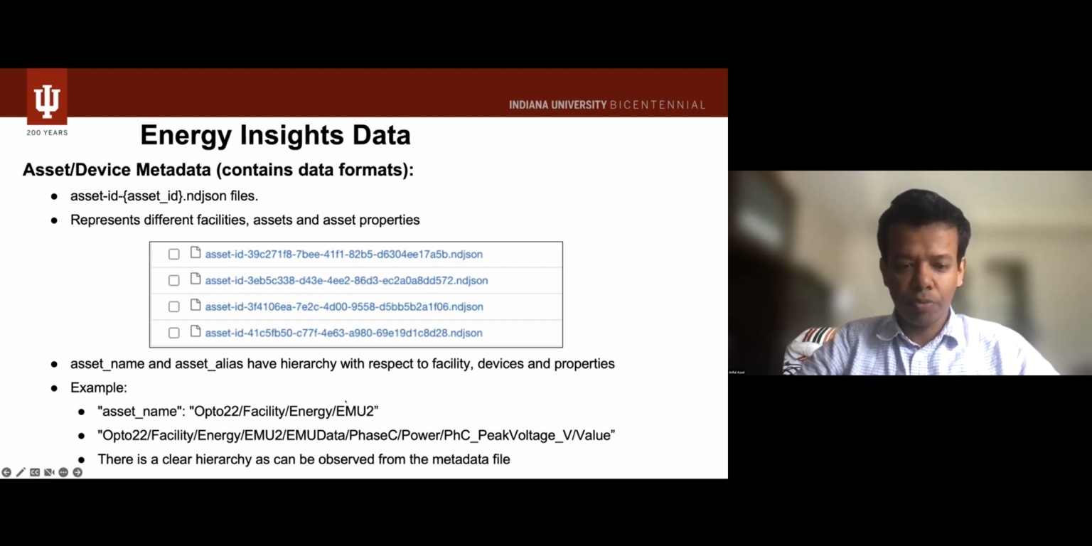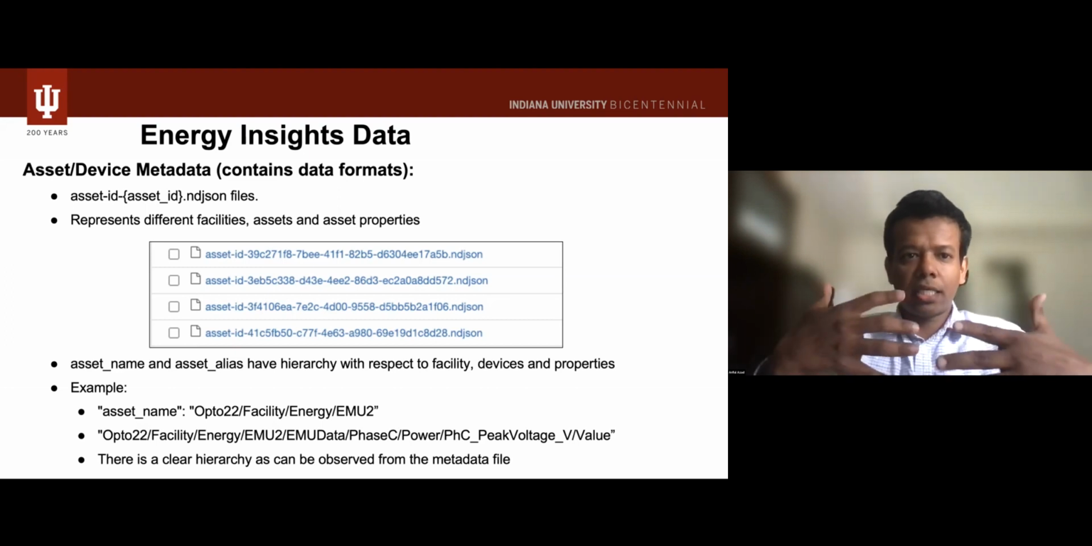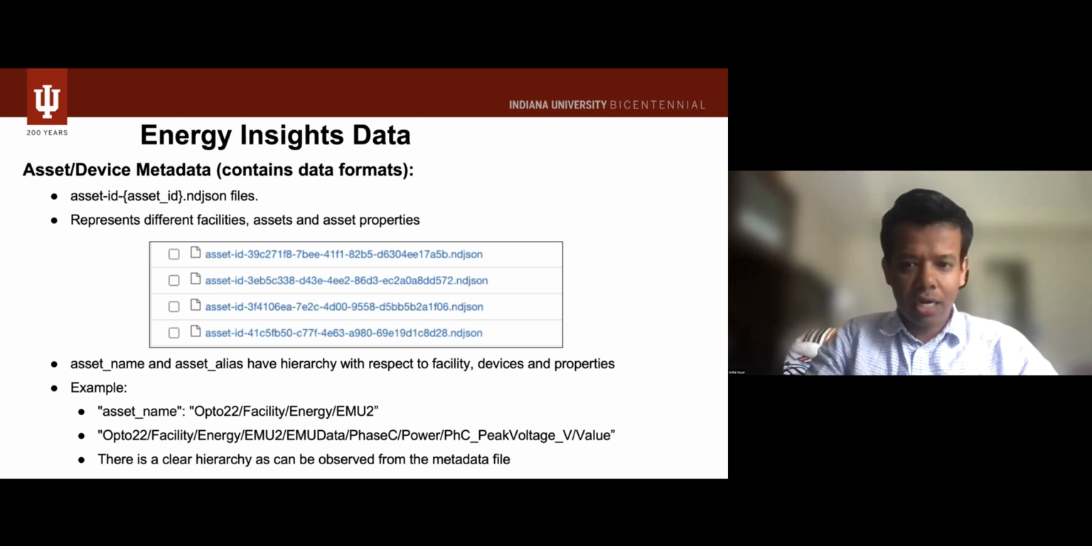Here is one particular example. In this device EMU2, we have EMU2 data, then phase C power, and then we are storing phase C peak voltage. This is one example. We have many such examples. For different devices, we have different properties that we are measuring. So this is the metadata side, like how the devices are logically connected. This file will give us that information.